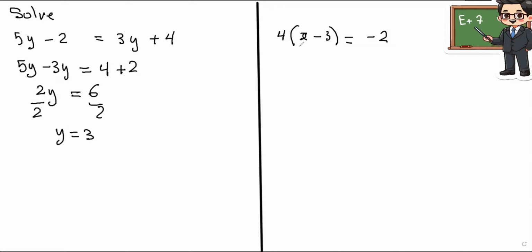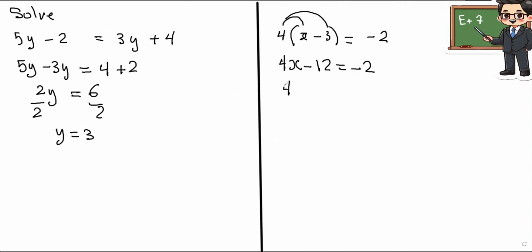And the next question is 4x minus 3, 4 in front of that in brackets equals -2. So the first thing you need to do here is the distributive property: you distribute the 4 into here, into the x and the -3. So you have 4x minus 12 equals -2.